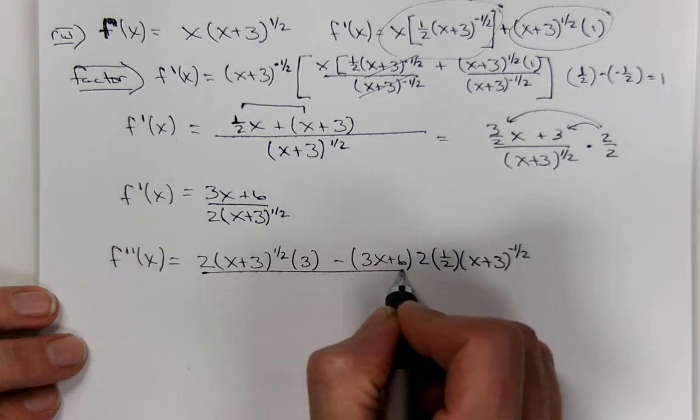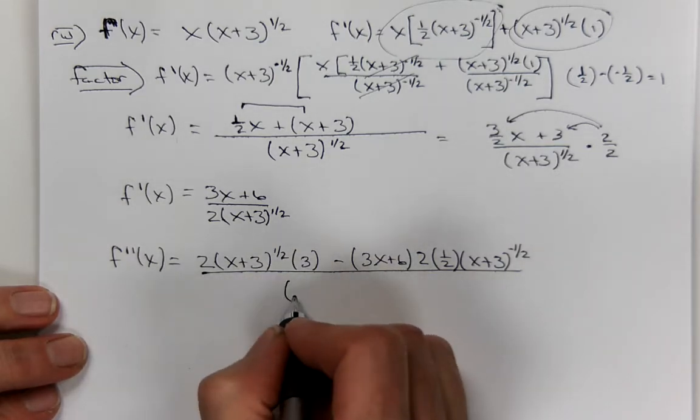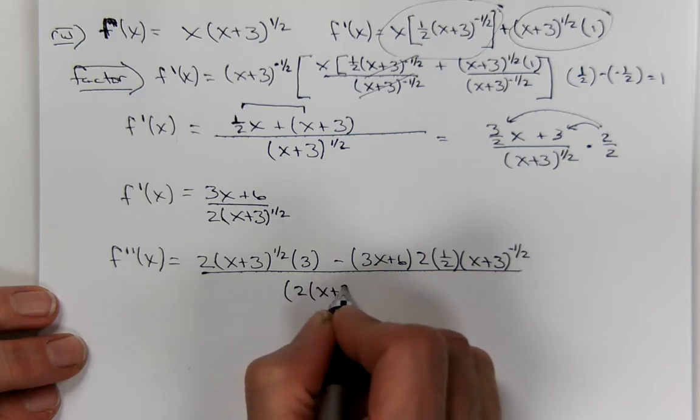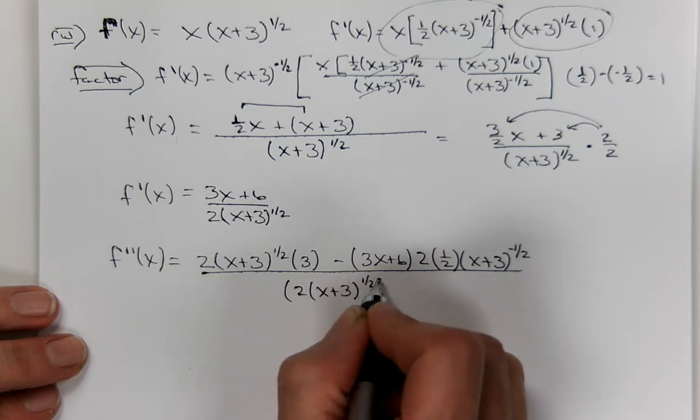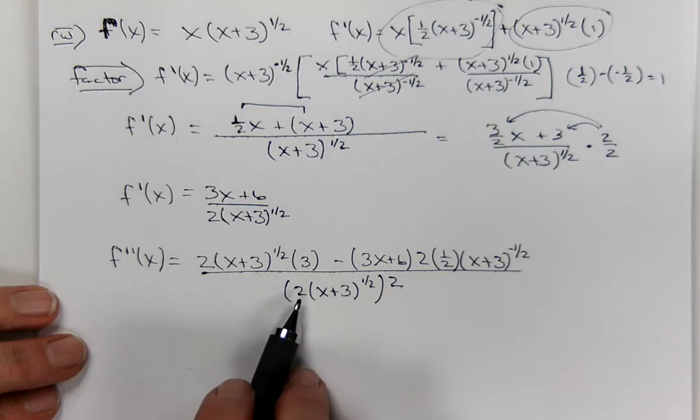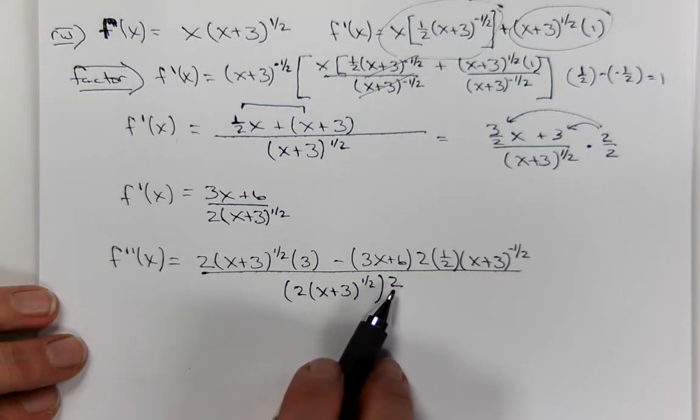All over low, low. So careful here. 2 times x plus 3 to the 1/2. All of that gets squared. So the 2 gets squared, and then the exponent will multiply 1/2 times 2.